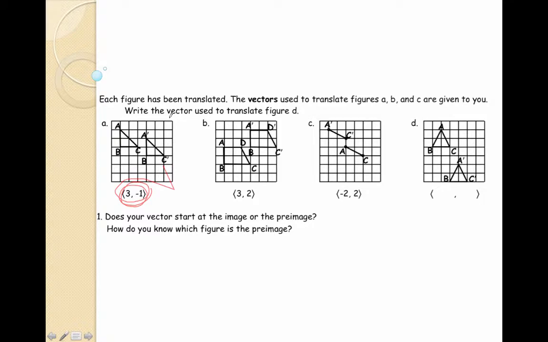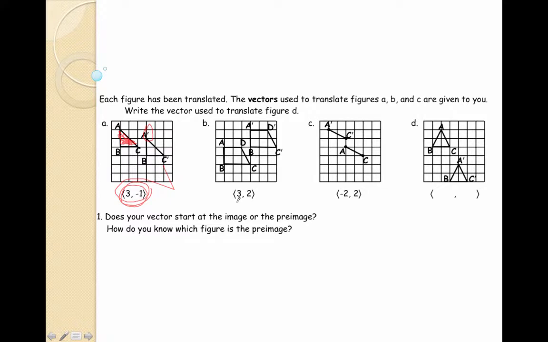And the question of does the vector start at the image or the pre-image? Well, we talked before about how the words mean what words normally mean, and pre means before. It's the place you start. So you start at the pre-image. And even if you didn't think about it that way, if you look at A, for example, if one of these went right and down, it was this one. So this one is the one where the vector started, and this one's the one with the primes. So remember that these little primes mean the image, and without the prime, it's the pre-image. So the vector started at the pre-image.